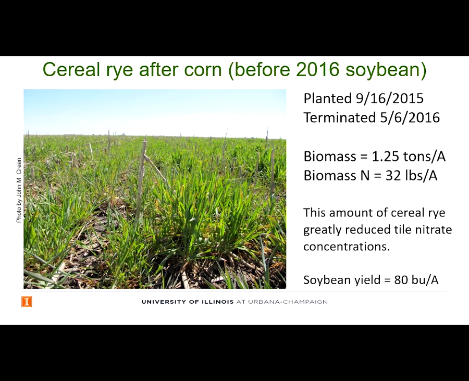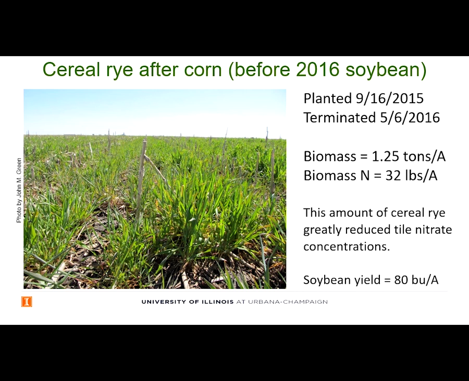It does look a little N deficient in this picture, but we terminated it May 6th and planted soybean about a week later. This is a pretty good amount of biomass. This is 1 1/4 tons of above ground biomass per acre. But like I said, it's a little N deficient, and it's only got 32 pounds of nitrogen per acre in it. But this amount of cereal rye greatly reduced tile nitrate concentrations. I'm going to show you that on the next slide.